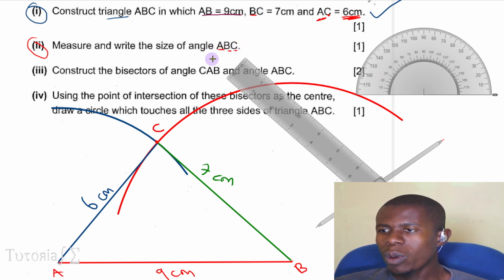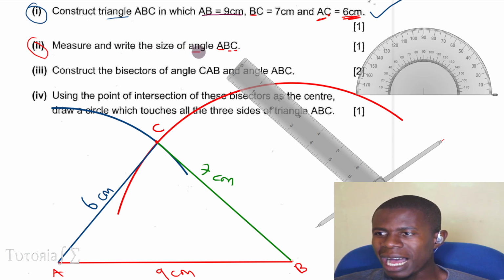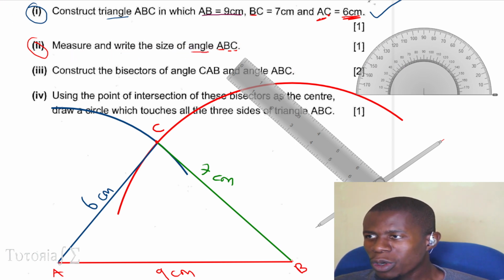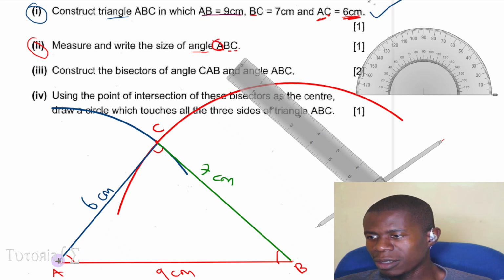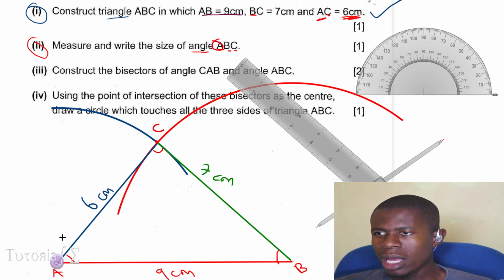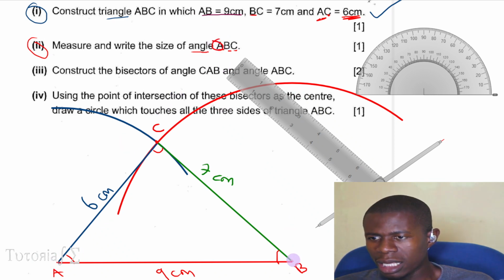Okay. Now we are told to measure the size of the angle. Angles are these corners. So this corner here, that corner there, that corner there, these are angles, and we follow the path. So A is the starting point, A here, then B is this one, then C is that one.